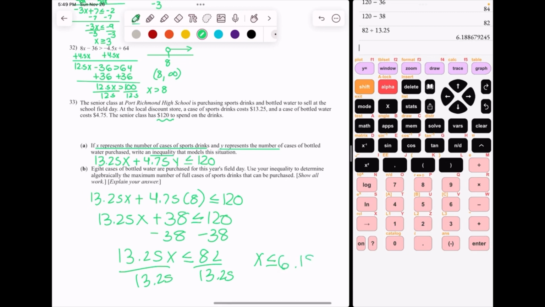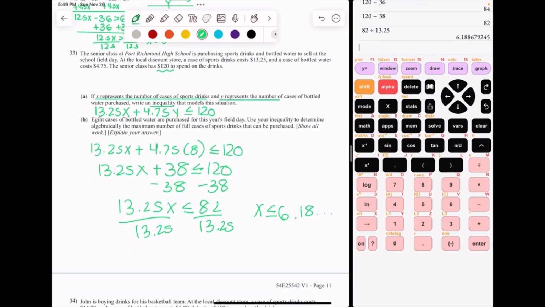We get 6.18. How many full cases of sports drinks can be bought? Well, a number smaller than 6.18 is 6. 6 cases of sports drink.